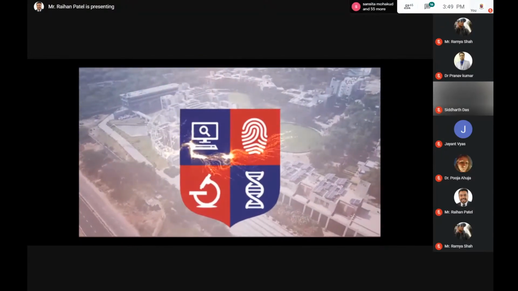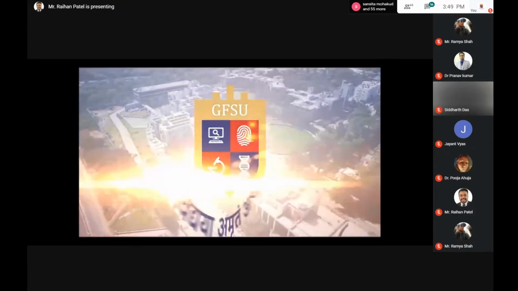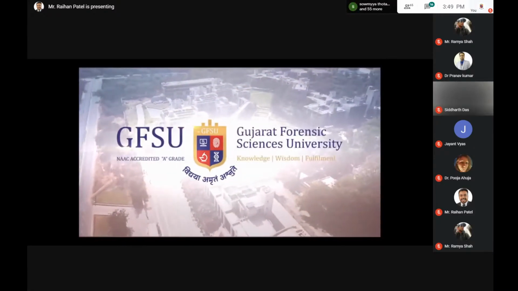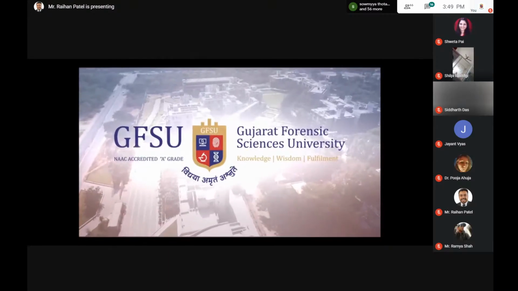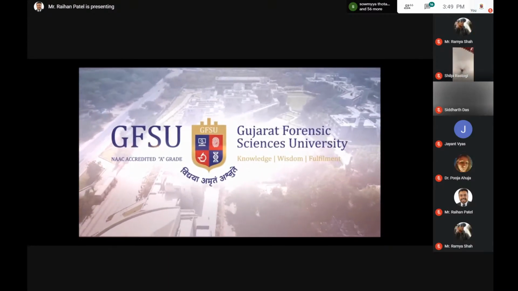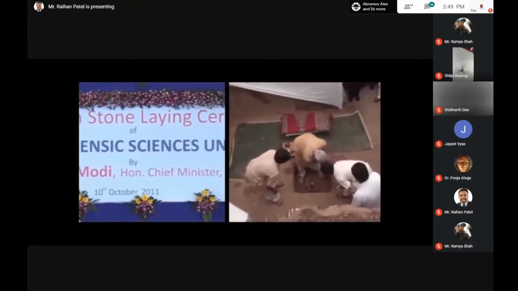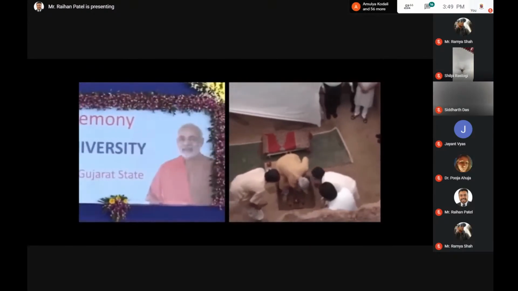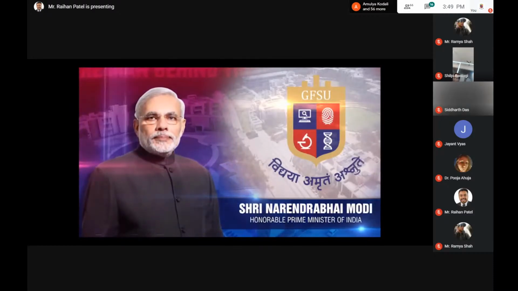World's first and only forensic science university. That is Gujarat Forensic Sciences University, popularly known as GFSU, was conceptualized and foundation stone laid by the visionary Prime Minister of India, Shri Narendra Modi.